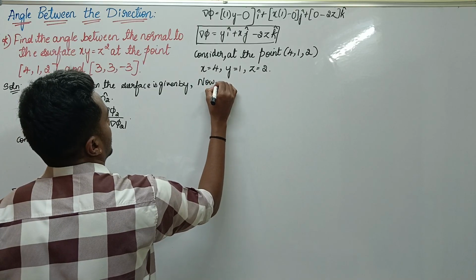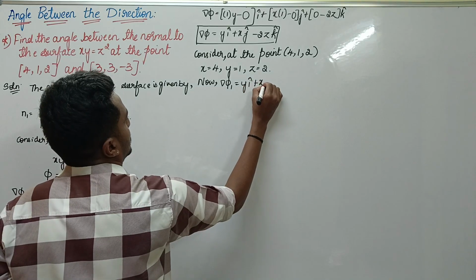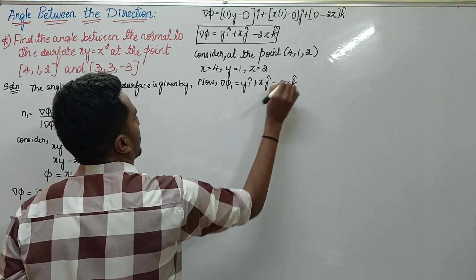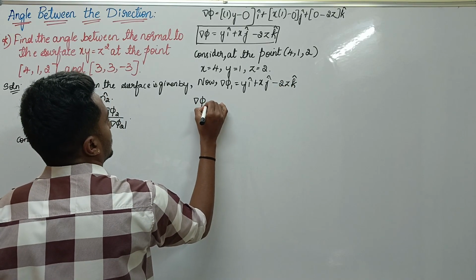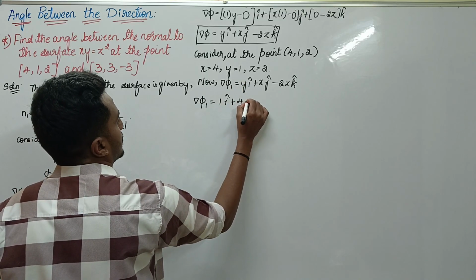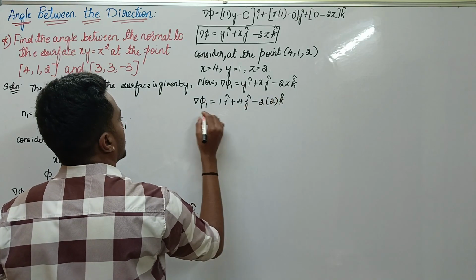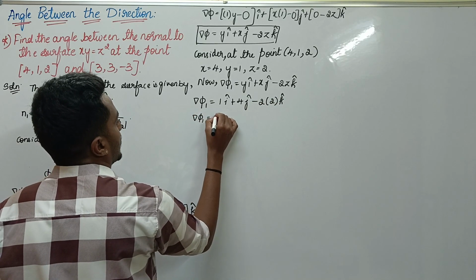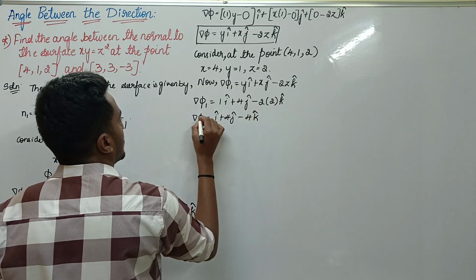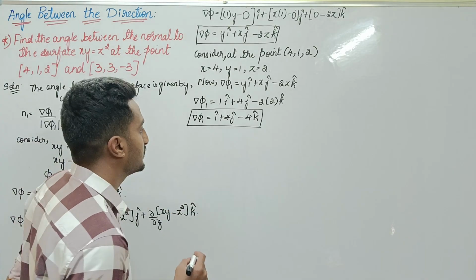Now, gradient phi1 is defined as y i cap plus x j cap minus 2z k cap, where gradient phi1 is equal to: what is y? 1 i cap plus what is x? 4 j cap minus 2 into what is z? 2 k cap. Gradient phi1 is equal to i cap plus 4 j cap minus 4 k cap. This is our gradient phi1. Now let us find modulus of gradient phi1.